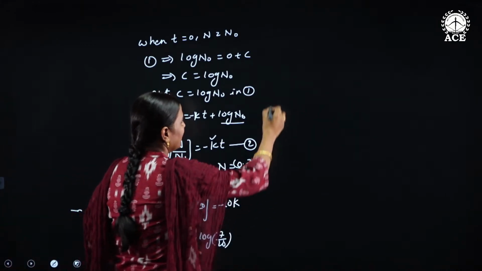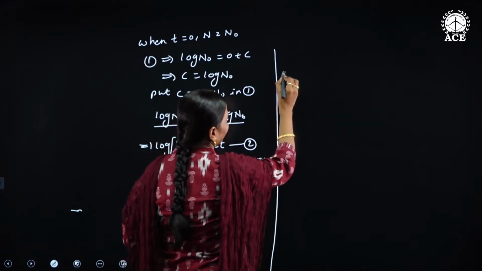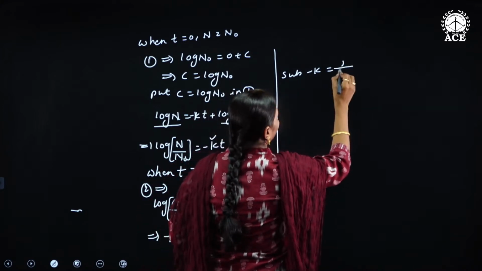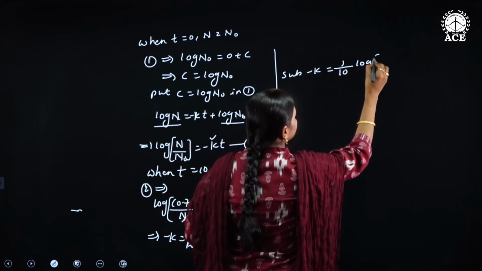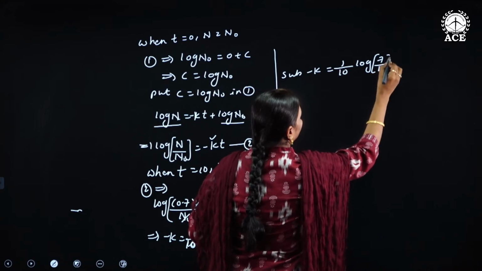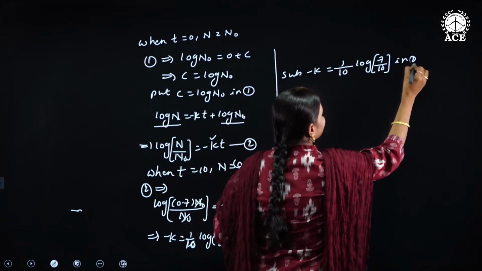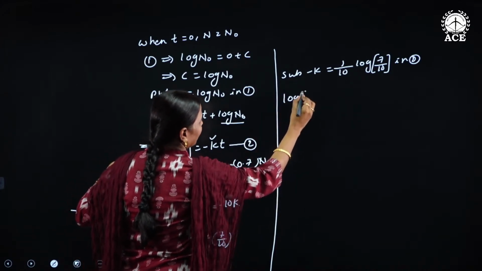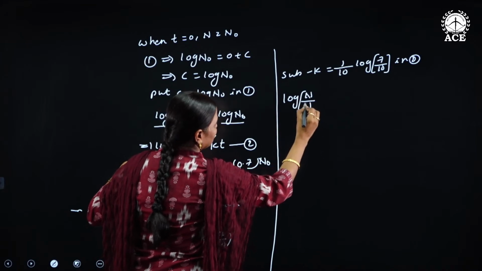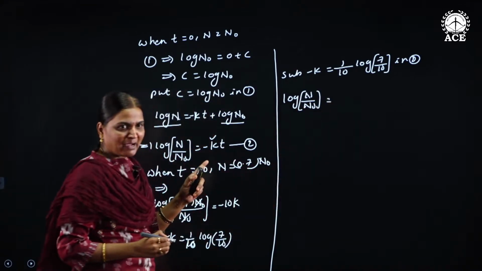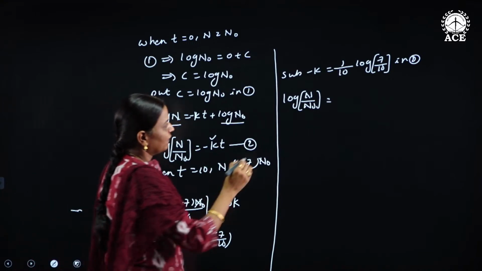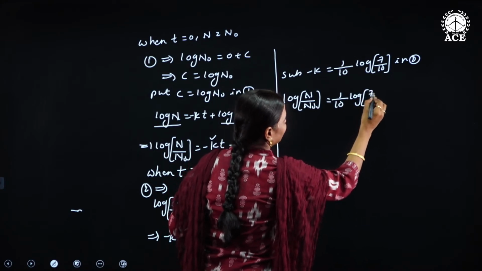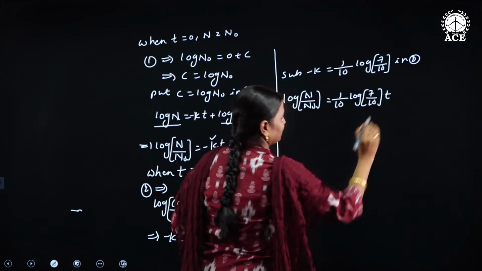What is our next step? Again substitute the minus K value in equation 2. Substitute minus K is equal to 1 by 10 into log of 7 by 10 in equation 2. So what is equation 2? Equation 2 becomes log of N by N naught is equal to, what is the minus K? Minus K is equal to 1 by 10 into log of 7 by 10 into t.